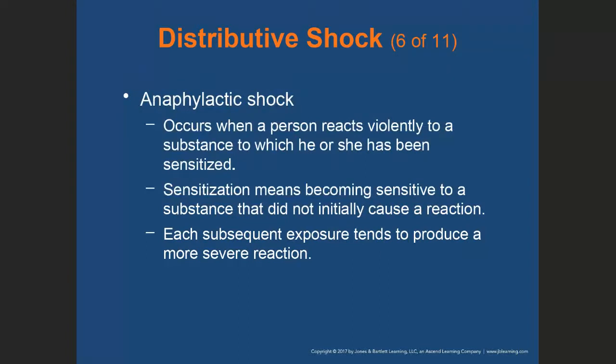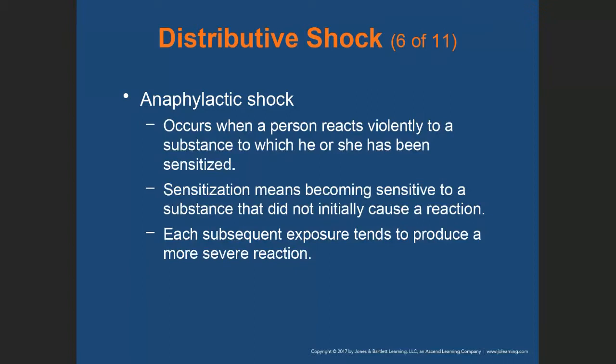So we have looked at septic, we have looked at neurogenic. These are distributive shocks. Let's look at anaphylactic shock now. Anaphylactic shock is a severe allergic reaction that results in airway complication and circulation issues. So we can get a mild or moderate allergic reaction, and it is not anaphylactic shock because it's not affecting the circulatory system or it's localized.